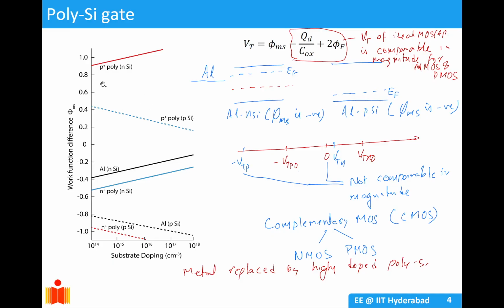So this phi ms acts as a linear change in the threshold voltage. By modifying the phi ms, I can modify my threshold voltage by a huge number.